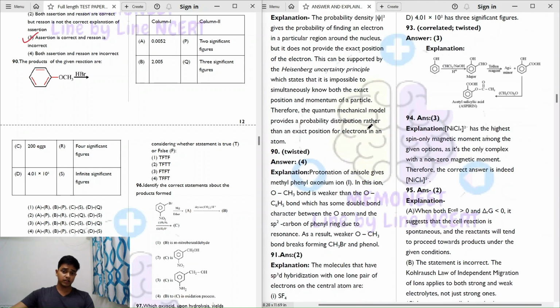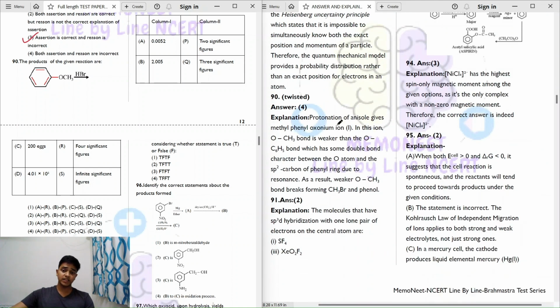Okay, so here we have anisole and it is being reacted with HBr. So what happens when we react with HBr? HBr acts as an acid, so it will give us H+ and Br-. First of all, the H+ will attack. Where will H+ attack? We have a lone pair on this oxygen atom, right? So H+ goes and attacks this oxygen atom.